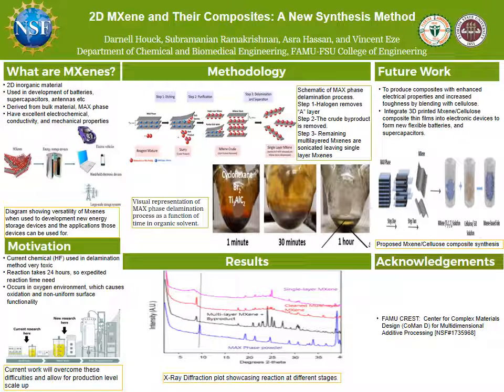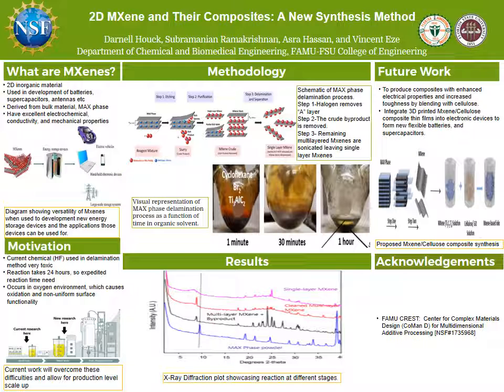So, to mitigate the risk of scaling up production, the method my research group and I have been implementing involves using halogens as the etching agent as opposed to HF. The halogen mixed with an organic solvent reacts with the MAX phase precursor, removing the A layer, producing MXenes, as seen in the schematic here below.